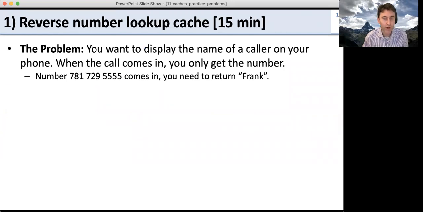So we're going to run through what a cache actually does ourselves, and we're going to do it in a way that's related to something you may be familiar with, which is a phone book. Actually, you're probably not familiar with phone books because nobody uses them anymore. You just Google everything. But let's take a look at the problem.